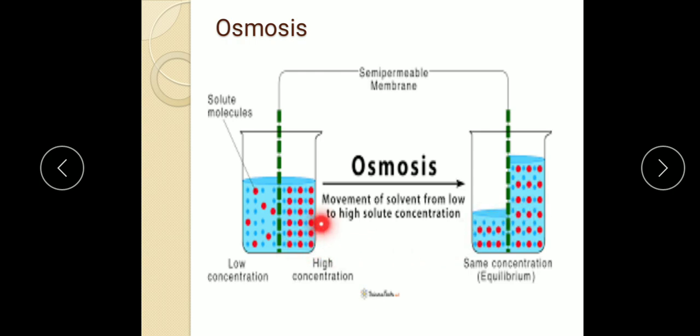So what is osmosis? Underline in your book. Osmosis is the movement of water through a semi-permeable membrane from an area of its higher concentration to an area of lower concentration. You can define it in another way also, that is movement of solvent from low to high solute concentration. The solvent is water. Water is the solvent. So this is the process of osmosis.